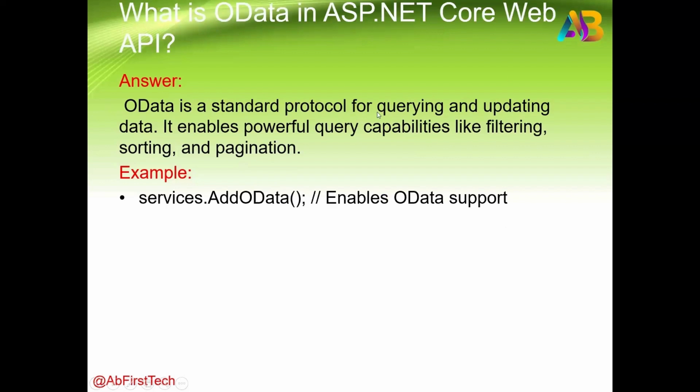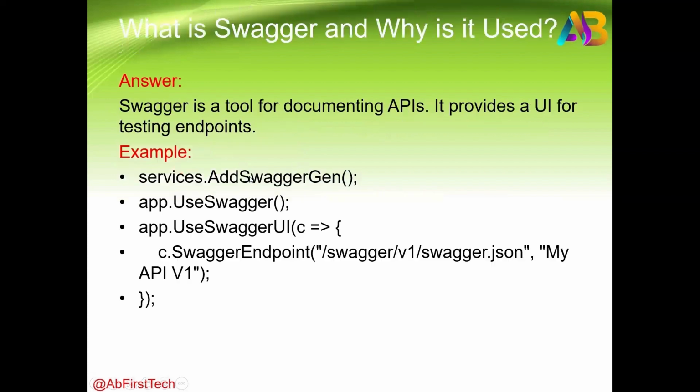You will specify this. So what is OData in ASP.NET Core Web API? OData is a standard protocol for querying and updating data. It enables powerful query capabilities for filtering, sorting, pagination, all those things. OData is helpful. How do you enable OData? In program.cs you will add services dot AddOData. Like this, you will enable OData.